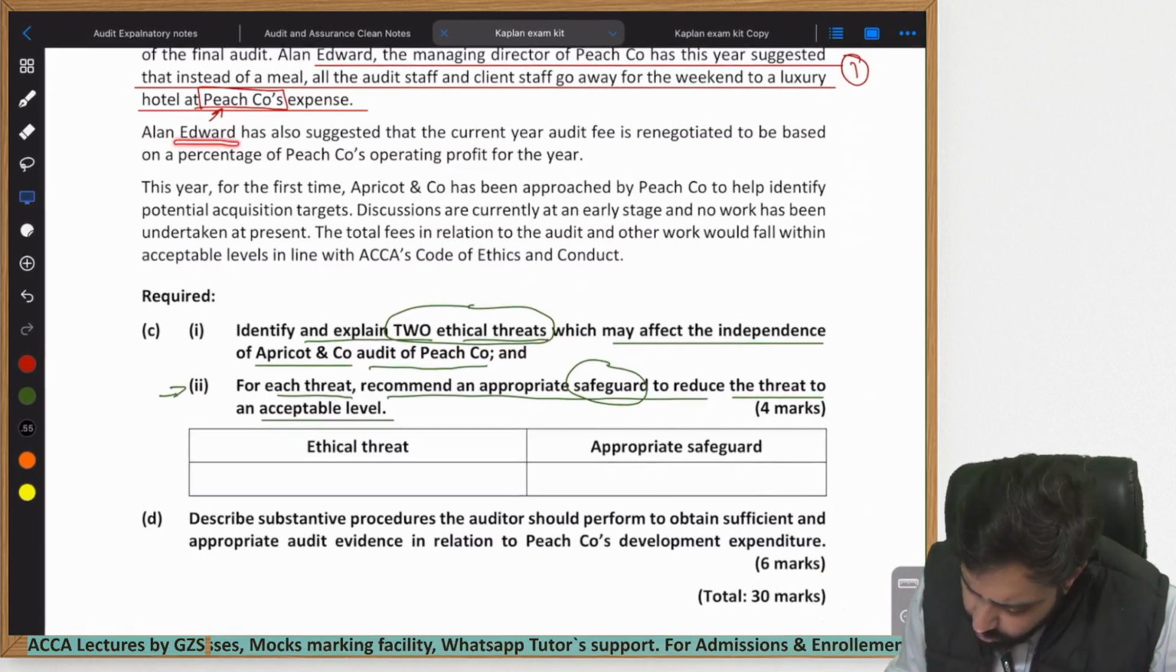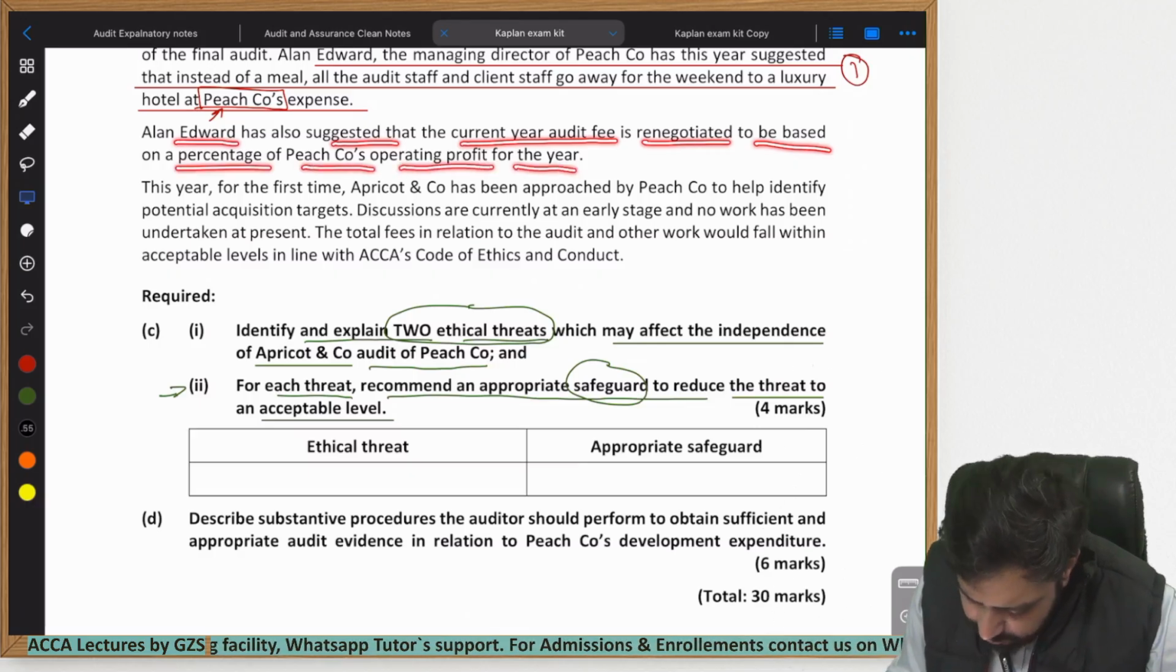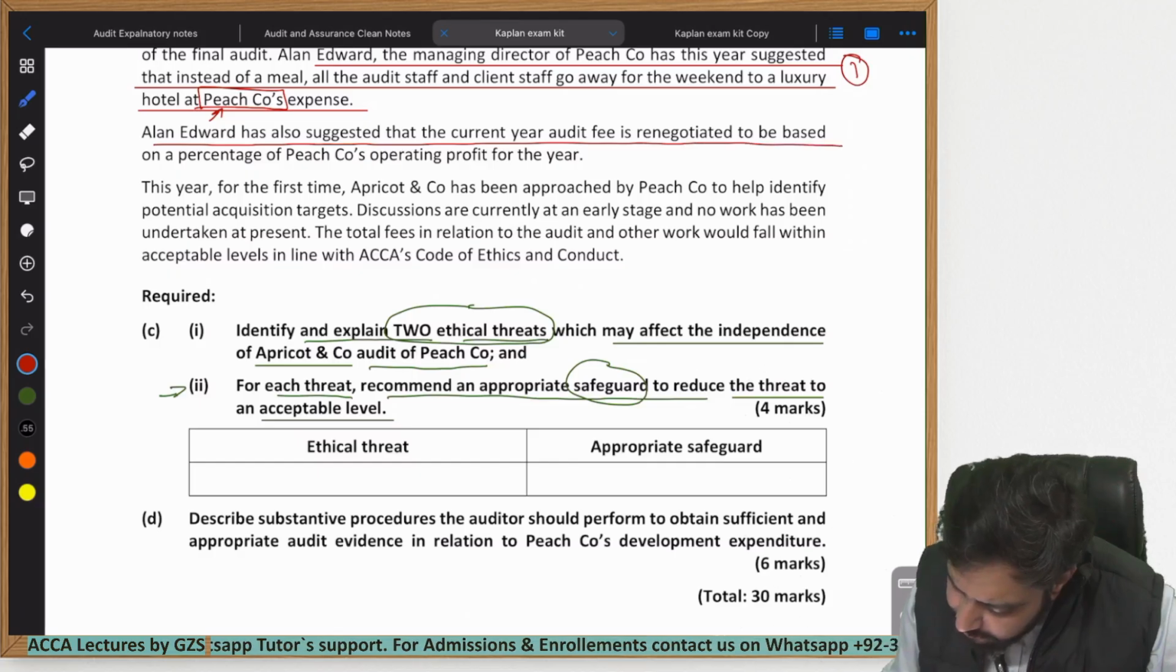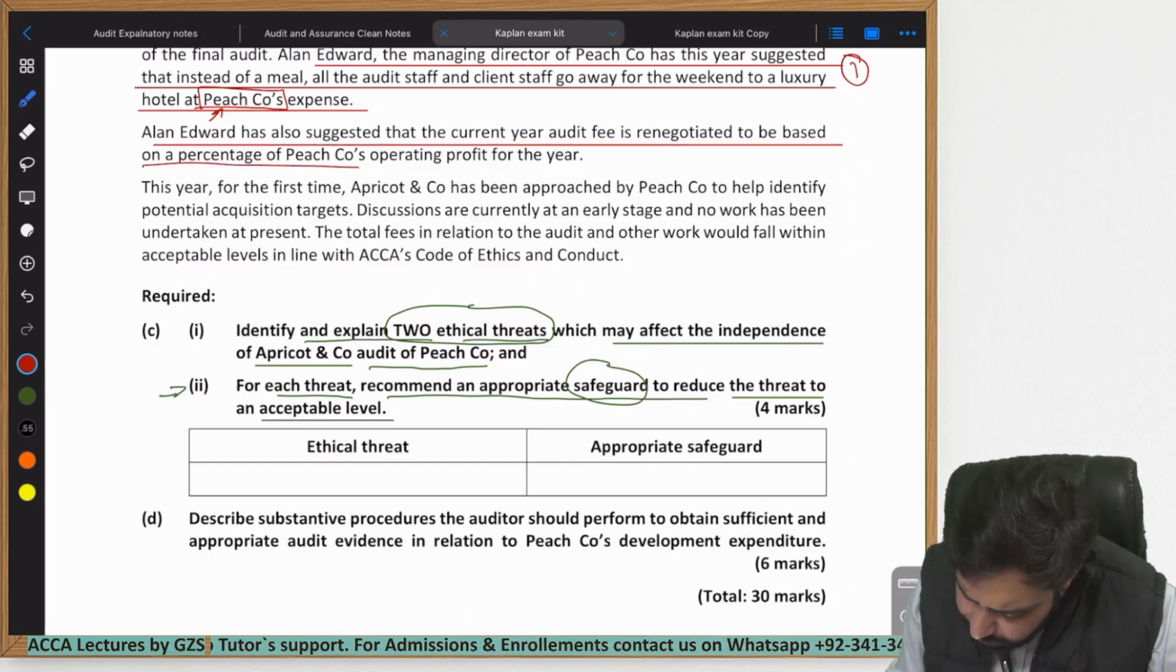Alan Edward has also suggested that the current year audit fee is renegotiated to be based on a percentage of Peach Corporation's operating profit for the year. Now, this is also a threat, because under self-interest threat, we also studied an example where the heading of that example was contingent fee. If you remember, the heading of that example was contingent fee.